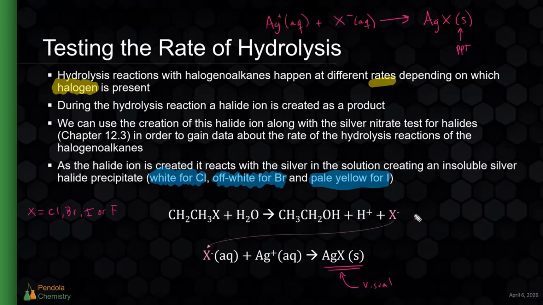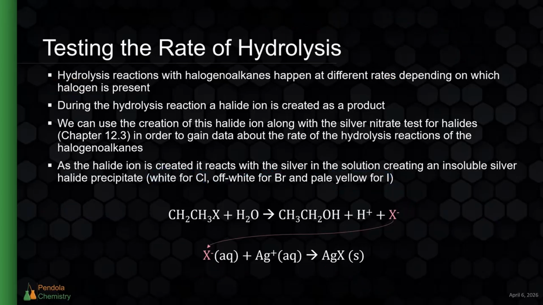Because the more quickly this reaction happens, the more quickly the halide ion gets made, and the more quickly the precipitate forms. Because one reaction feeds into the other one. As the halide ion gets made, automatically, really quickly, it will react with the silver to create the precipitate. So the faster the precipitate gets made, the faster the hydrolysis is happening.